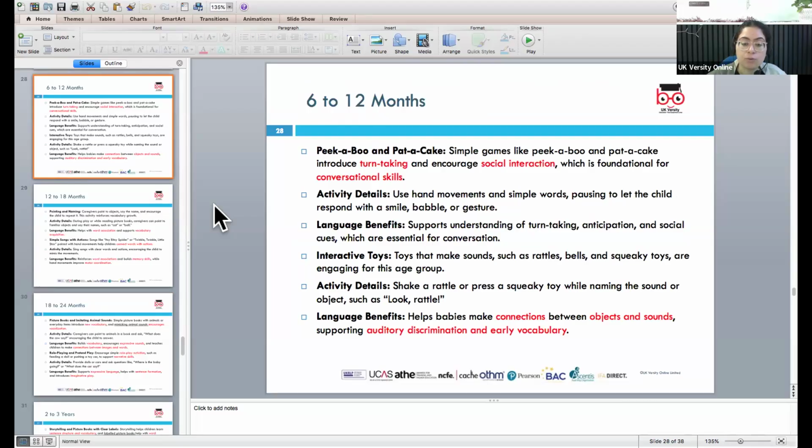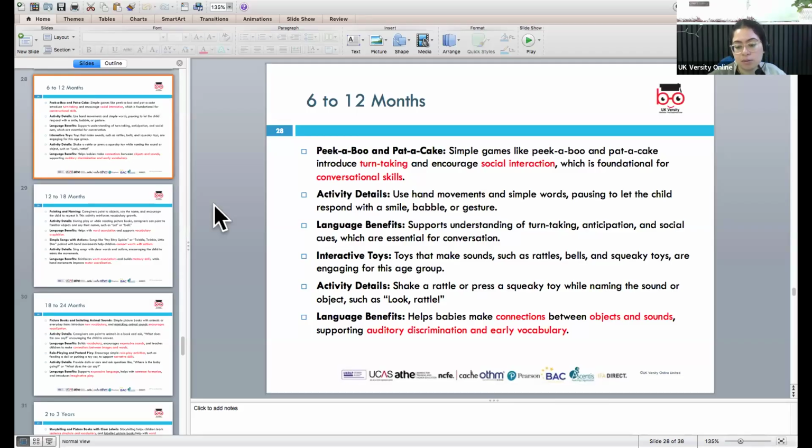Now, the benefits in language would be that it supports understanding of turn taking, anticipation, and social cues, which are essential for conversation. Now, interactive toys. Toys that make sounds such as rattles, bells, and squeaky toys are very engaging for this age group. Shake a rattle or press a squeaky toy while naming the sound or object, such as "look, rattle." Now you're actually naming sounds, you're naming objects, you're labeling.